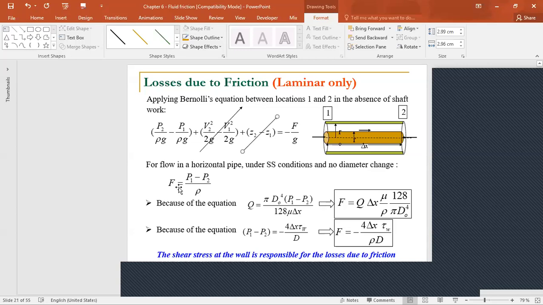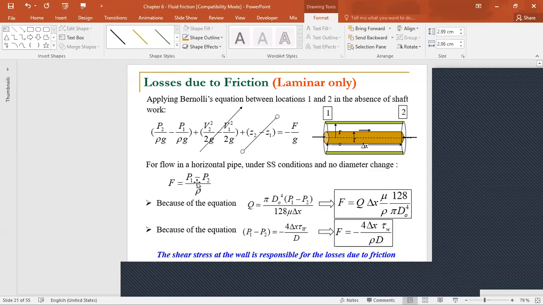Of course, this relationship will also be valid for turbulent flow. So in this form, F is equal to (P1 minus P2) over rho, which is also applicable if we have turbulent flow. But again, the problem here is that P1 minus P2 is not a property of the system. What do I mean by property of the system? We usually don't measure P1 and P2.